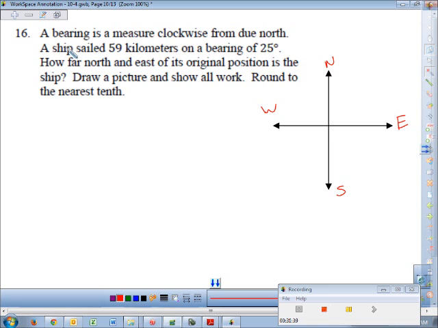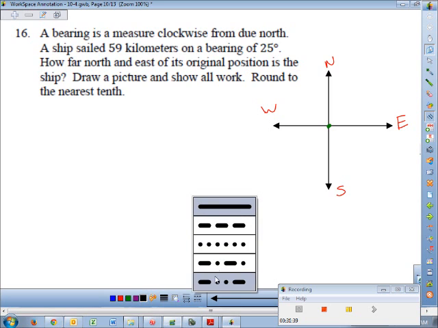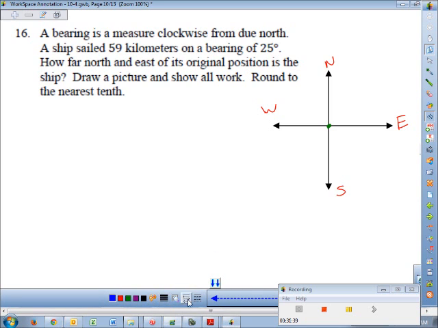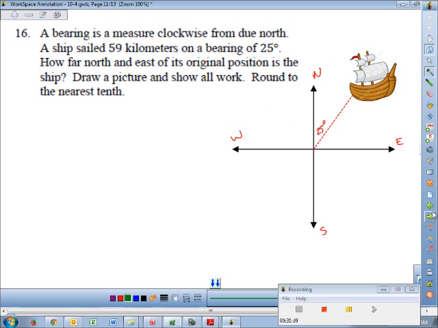A ship. Here's where the ship started from. Cool? It sailed 59 kilometers on a bearing of 25 degrees. That means that when the ship just starts traveling with no arrows, it's going to make a 25-degree angle right in there. Cool? And here's a cool ship for you. There's our awesome ship right there. It sailed on a bearing of 25 degrees.